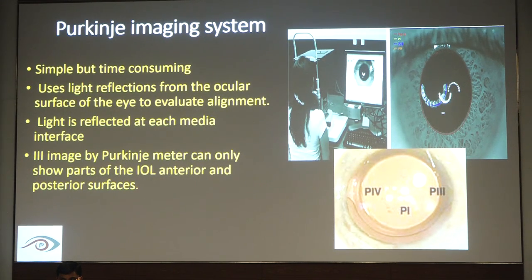In patients with decentration, you're only going to get half of your third image. So that is what you're going to get in the Purkinje meter. And second, the patient needs to sit for a long time to take the image, and you are not going to get the exact values.